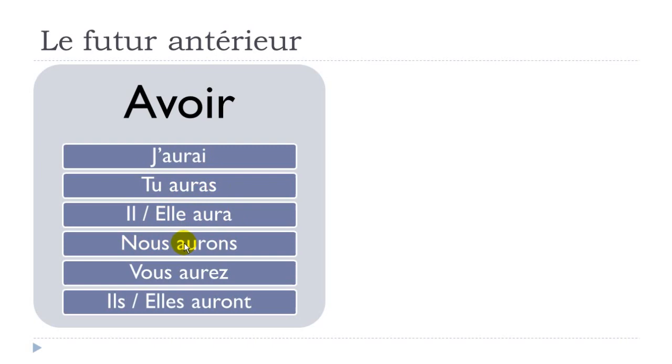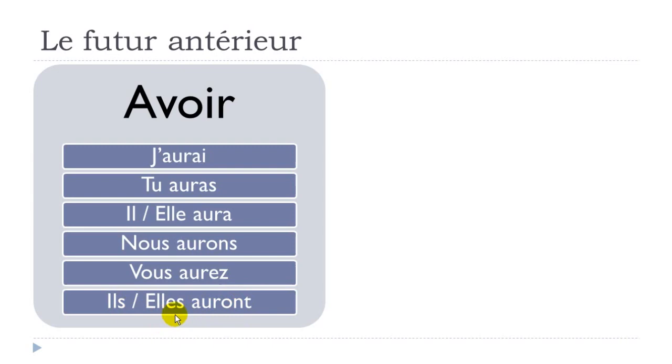nous aurons, final S not pronounced, O and N together, nasal, on, auront, alright, and then if you want to make this beautiful link, the little liaison between the two, it would be perfect, nous aurons, okay, same thing here, vous aurez, alright, O, and then EZ at the end will give you this E sound, aurez, alright, and then this little link, this little liaison between the two, vous aurez, okay, then ils auront, final T not pronounced, O and N together, on, auront, okay, and then the link between the two, ils auront, elles auront.